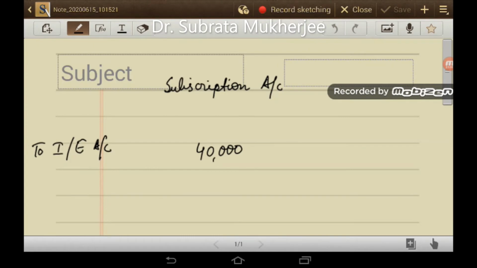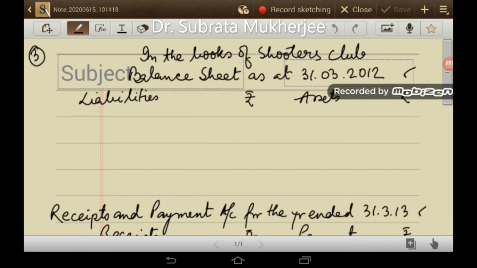It is given that on 1st April 2012 there is an outstanding amount of subscription. So to balance b/d, this will appear on the debit side because this is the amount receivable. On 1st April 2012, to balance b/d 2,000. This will appear in the opening balance sheet, so I am writing here outstanding subscription in the opening balance sheet. This amount is rupees 2,000.